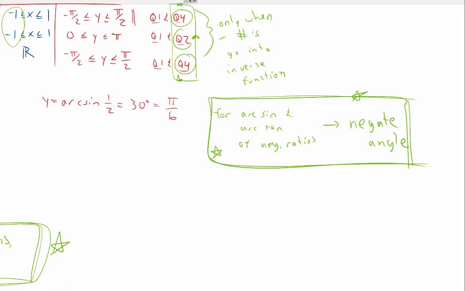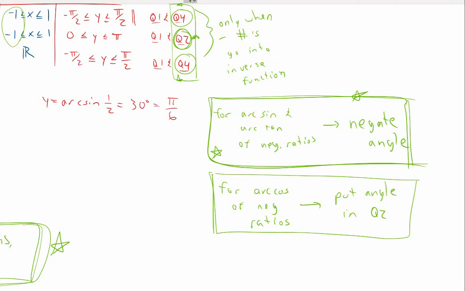For arc cosine, we see that our angle needs to be in the 2nd quadrant. So this is a little bit weird. For arc cosine of a negative ratio, we just put the angle into the 2nd quadrant. We'll do one to make sure we see what that looks like. We put the angle into quadrant 2.